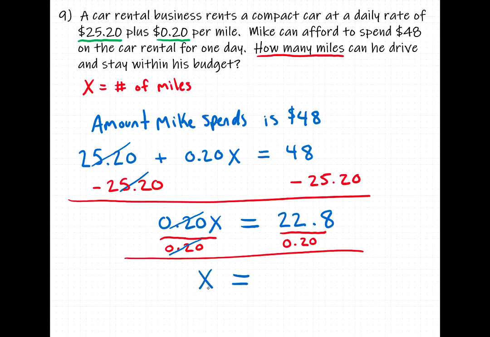And then on the right, again, this is another job for the calculator. 22.8 divided by 0.2 gives us exactly 114. So the number of miles he could drive for $48 will be 114 miles. And that should do it for this problem.